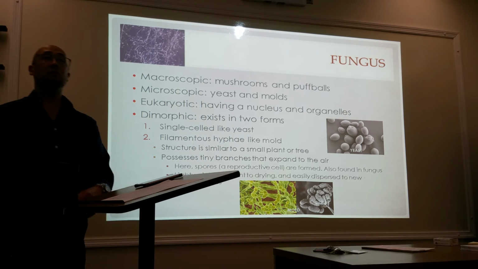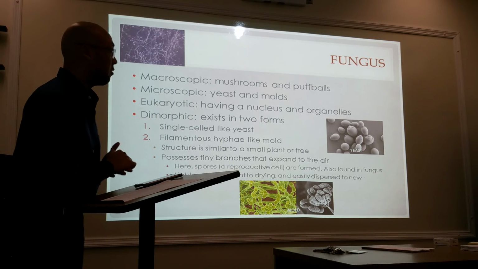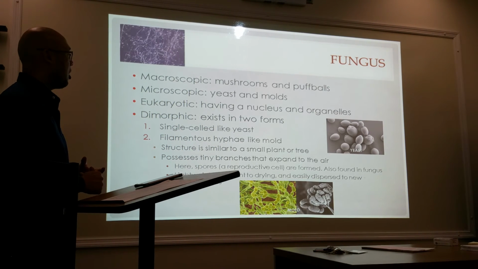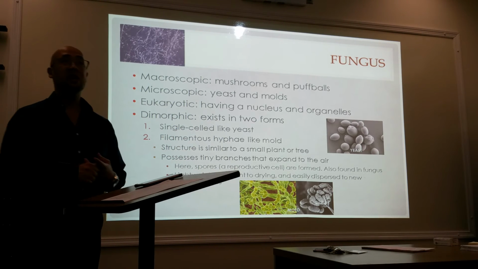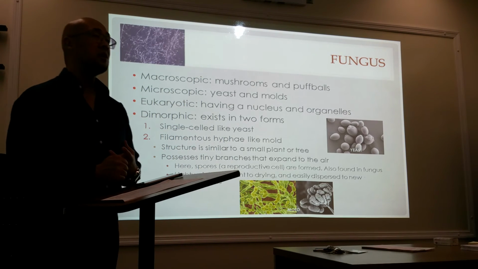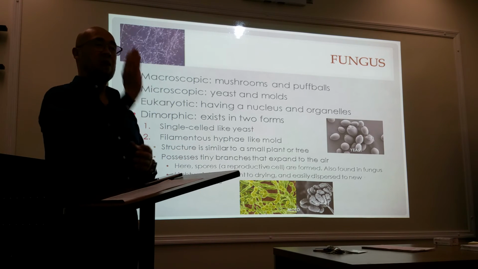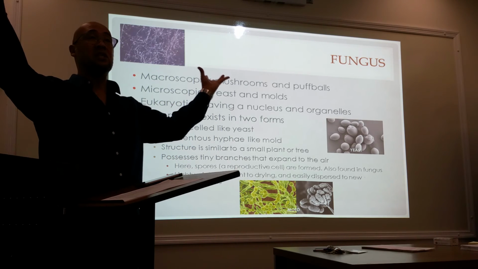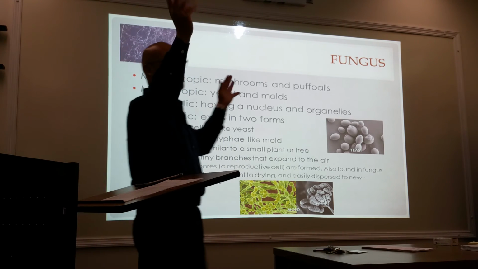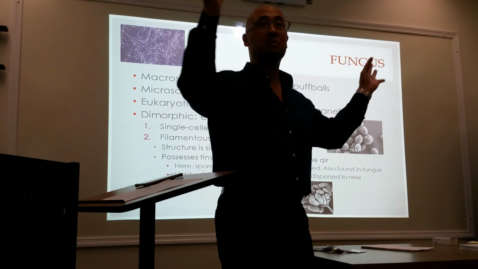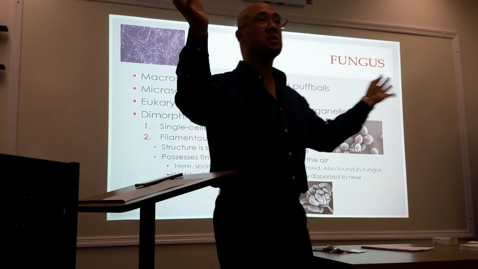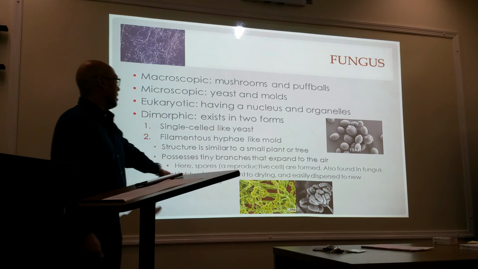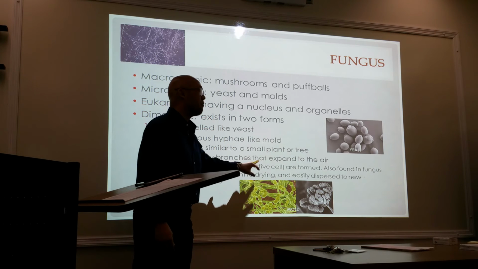Now they exist in two forms. The first one is single cell, like a yeast, or they can be in the form of a filamentous hyphae, very similar to that of a small plant or tree. You have a stem and then it branches out into different branches or even smaller branches. Now it's at the end of these branches that you're going to find these spores. Remember the spores we were talking about? The spores are the reproductive part of that particular germ.